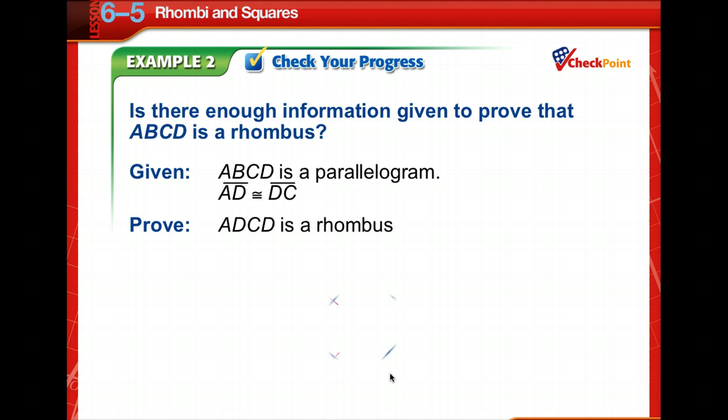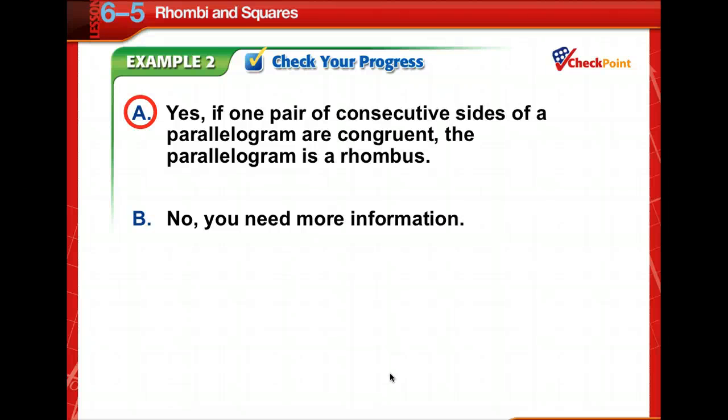So let's try this on our own. First of all, look at what we're given. Is there enough information given to prove that ABCD is a rhombus? So pause and make a note of what you're given, what you still need to prove that ABCD is a rhombus. Are you given enough information? Yes, you are. If one pair of consecutive sides of a parallelogram are congruent, then the parallelogram is a rhombus. Very good.